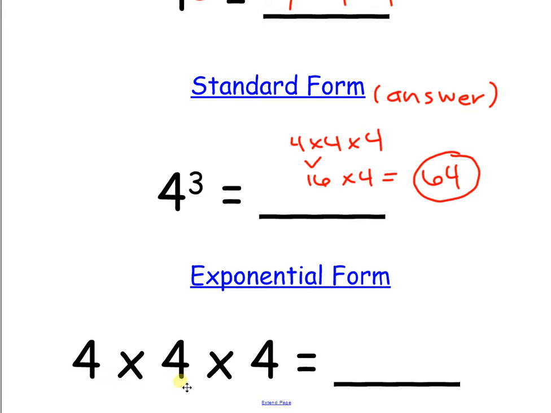Last but not least, we have exponential form. Remember, with exponential form, it wants us to give an exponent. So our base is 4, and 4 is being multiplied times itself once, twice, and 3 times. So the exponent is 3.